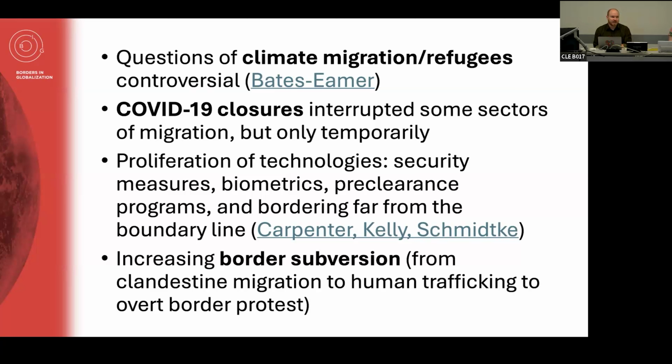Human trafficking is another form of border subversion. And border protest, the actual demonstrations and direct action targeting borders, of individuals protesting border closures, is something that we're seeing in a lot of parts of the world too.